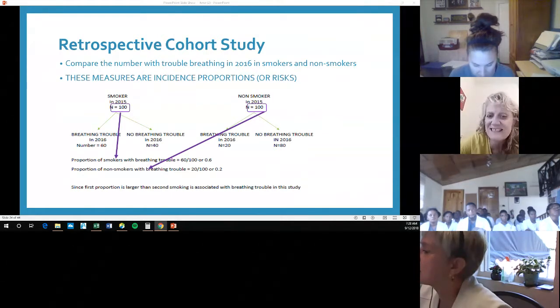Okay. This time, this is incidence and not prevalence because we're looking at new cases.